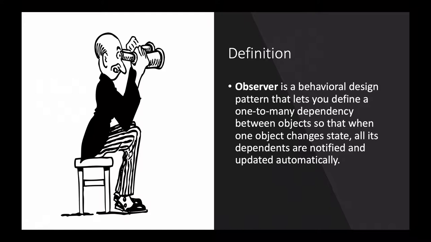An observer is a behavioral design pattern that lets you define a one-to-many dependency between objects so that when one object changes state, all its dependents are notified and updated automatically. So this is the essence of this observer design pattern. To make this more clear, I would like to show you a diagram which represents this complete definition in one picture. So it will be very easy for you to understand this.